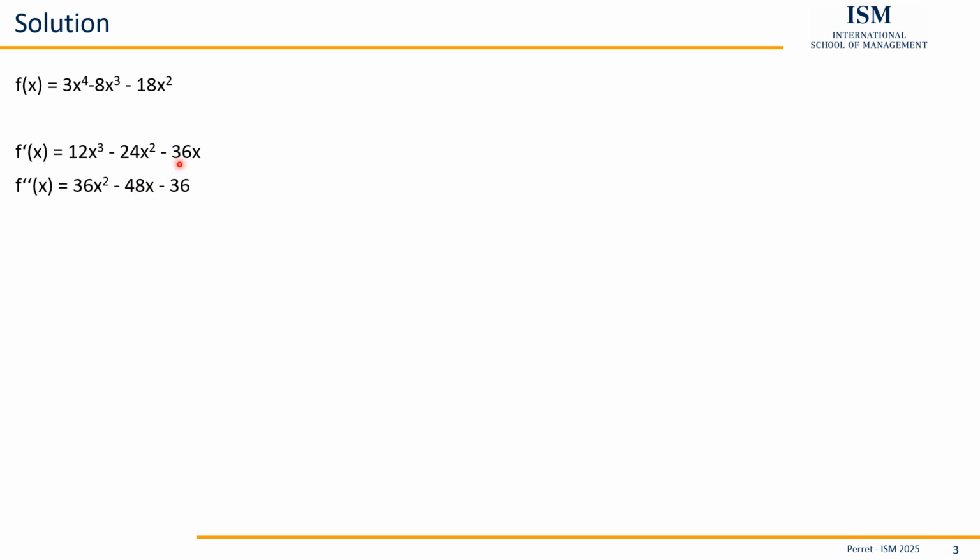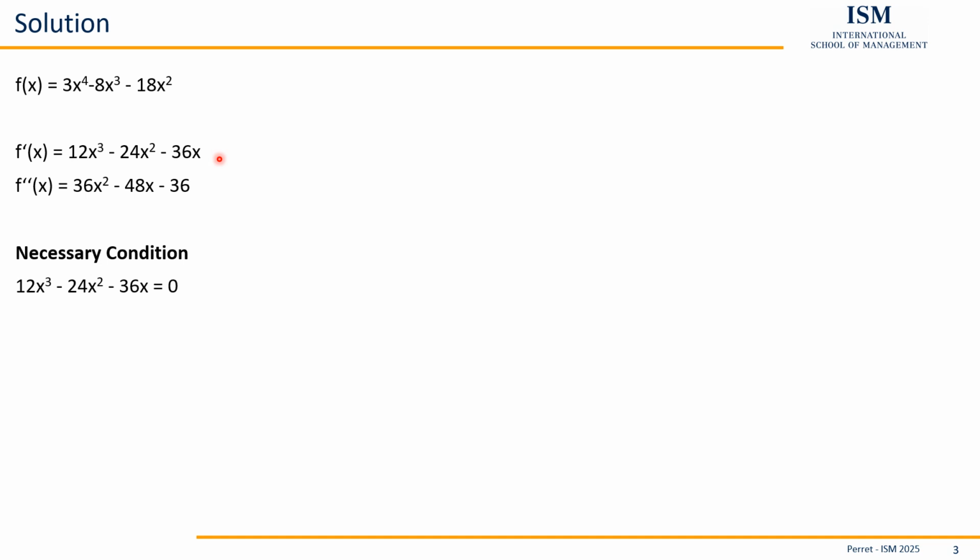And finally, I have 36x. Well, I keep the 36. For x, the derivative is 1, so I have the minus 36 here. Well, so much. I'm well prepared. And I start with finding the potential extrema by using the necessary condition, which says that the first derivative needs to be equal to 0.